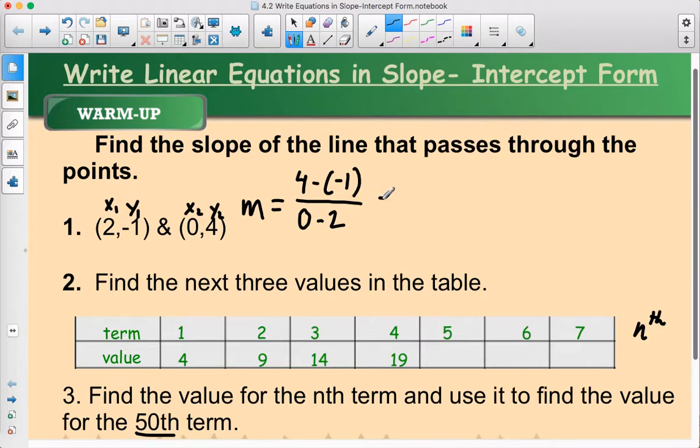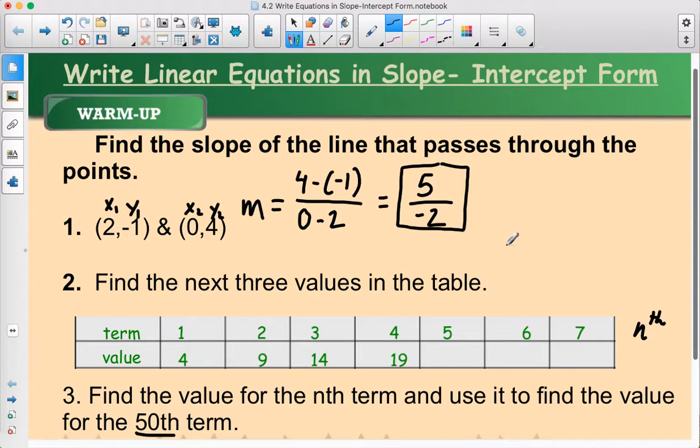4 minus a -1 is a 5. 0 minus a 2 is a -2. So I would say that my slope is up 5, left 2. My rise is 5. My run is -2.